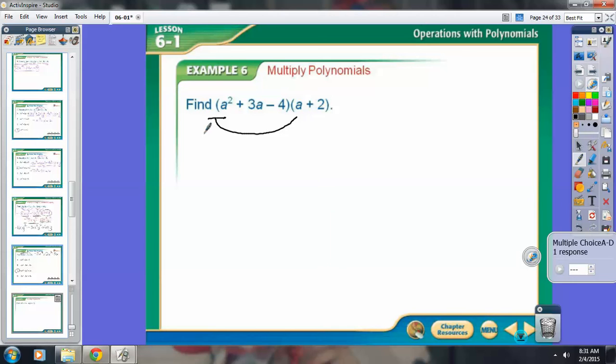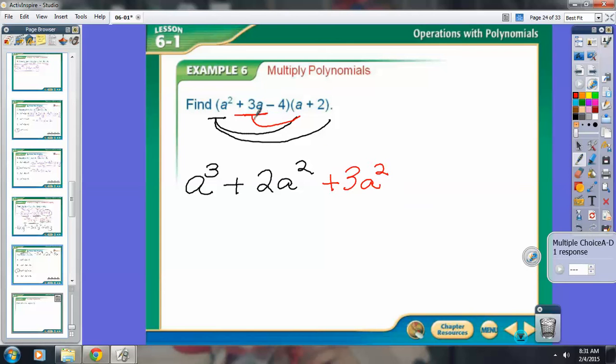So let's start by multiplying a squared times a, a cubed. A squared times 2, 2a squared. The next thing we'll distribute is our 3a. 3a times a, 3a squared. 3a times 2, 6a. And the last thing we'll distribute is our negative 4. Negative 4 times a, negative 4a. And negative 4 times 2, negative 8.